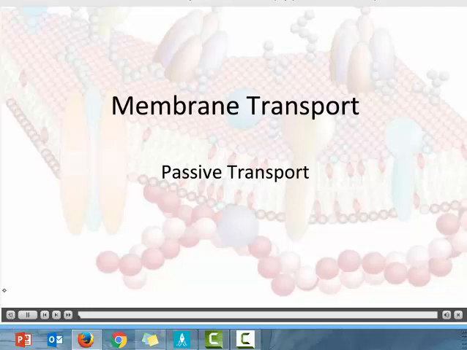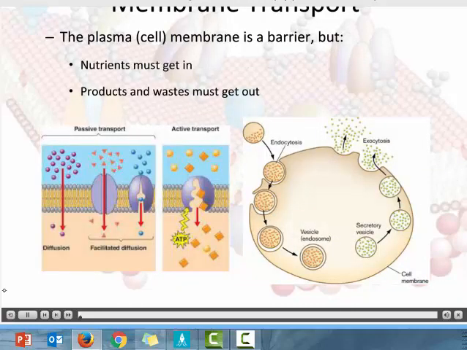Our next topic is going to be membrane transport. Membrane transport is very important. Your plasma membrane is going to act like a barrier, but there is a continuous traffic across the cell membrane because nutrients have to get into the cell in order for the cell to be able to provide energy and products. And then those products and wastes must get out of the cell. So membrane transport is very important to cell function.